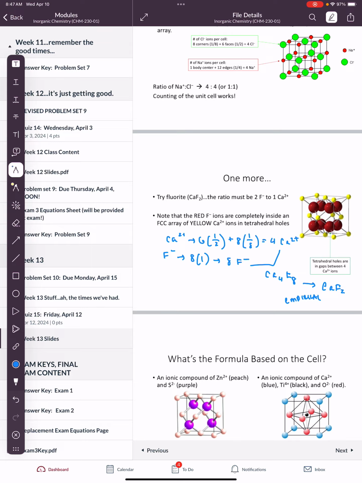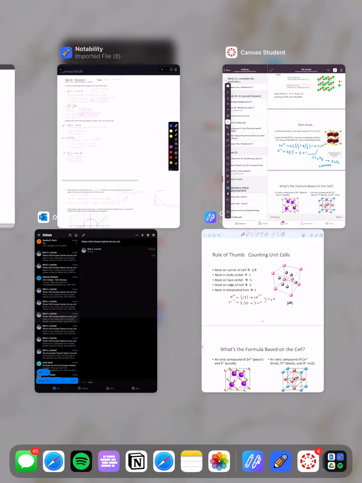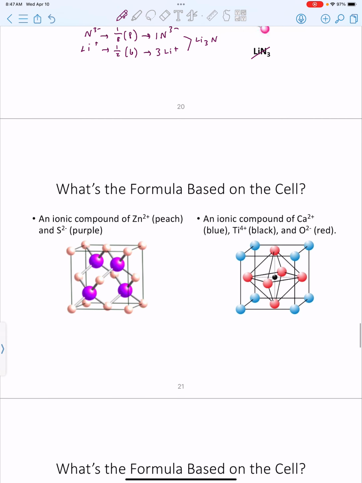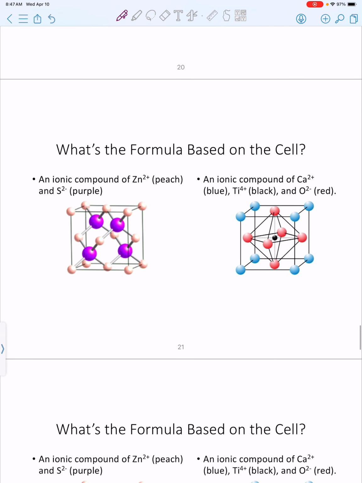An example of tetrahedral holes and how we count them. Here's two more. Two different materials. The one on the left is something we call sphalerite. It's a typical unit cell that we run into. You talk to a mineralogist, they'll say, oh yeah, that's a sphalerite. And they'll say, oh yeah, I get that.